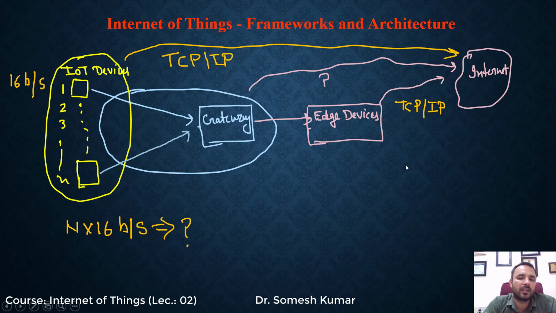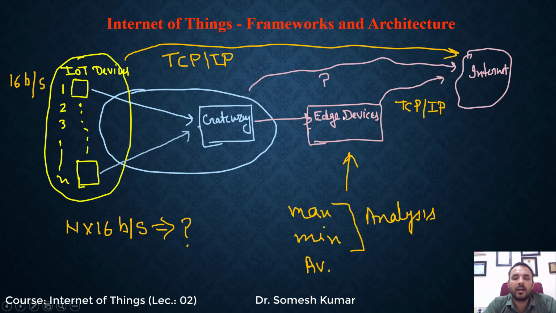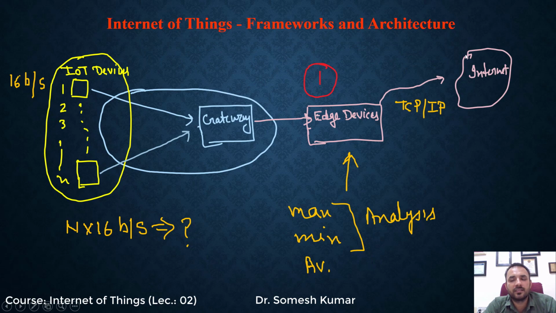There is a huge amount of data, and various processing, meaning the maximum, minimum, average of that data, and duplication removal, can be done with the help of the edge devices. This type of processing can't be done by the gateway. So that's why I am saying this edge device is bigger, not only in terms of size but also in terms of processing capability. That's why the information given by the gateway is connected to the edge devices, and now the edge devices can communicate with the internet.